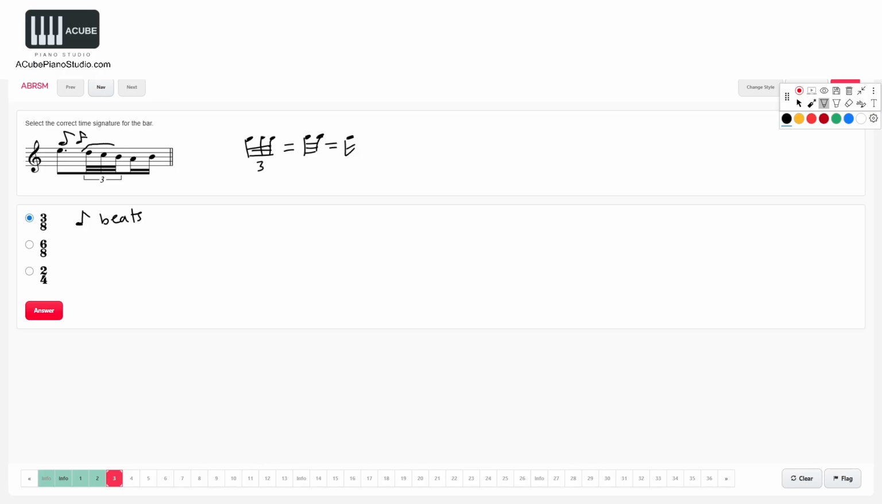So these 3 notes add up. This triplet has a time value equal to that of a semiquaver. Then these 2 semiquavers equal 1 quaver. So 1 quaver here, then 2 quavers here, 3 quaver beats in total. So it is 3/8 time.